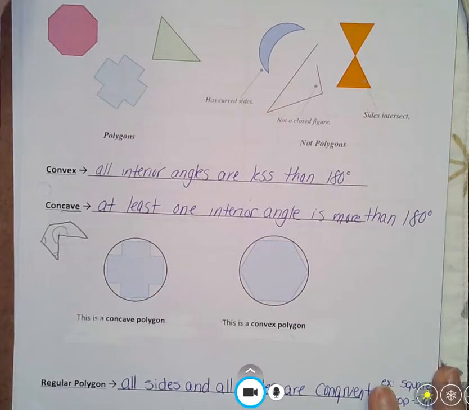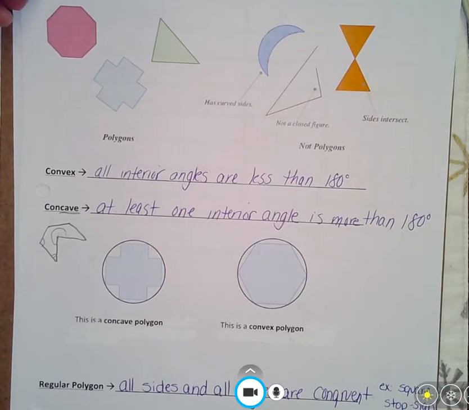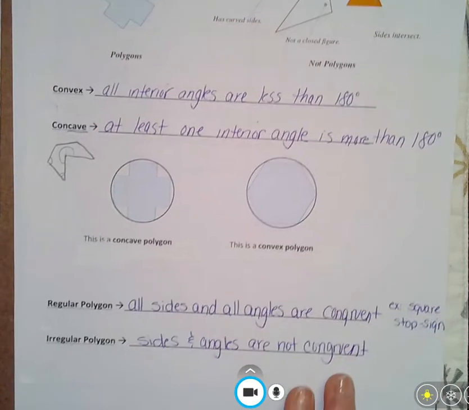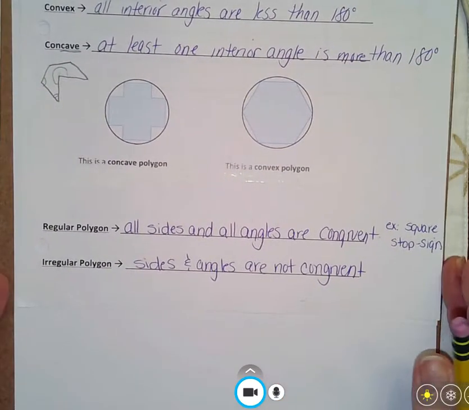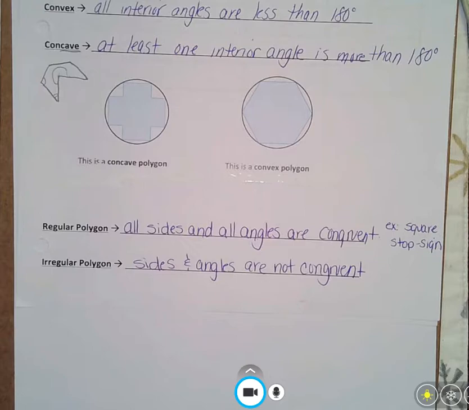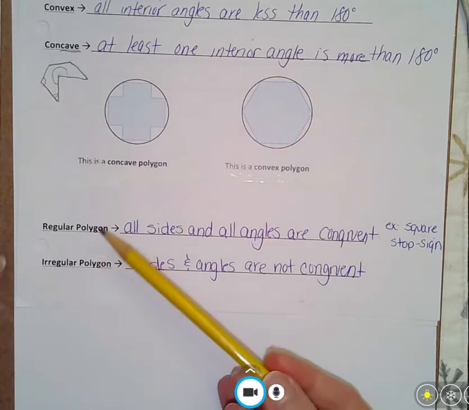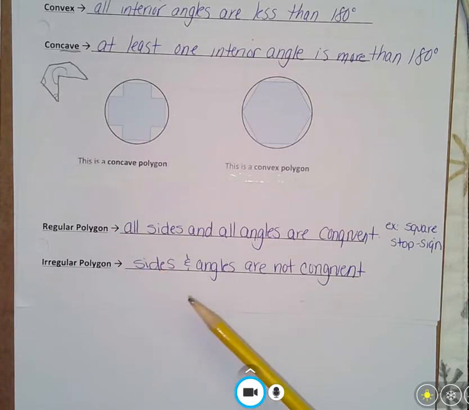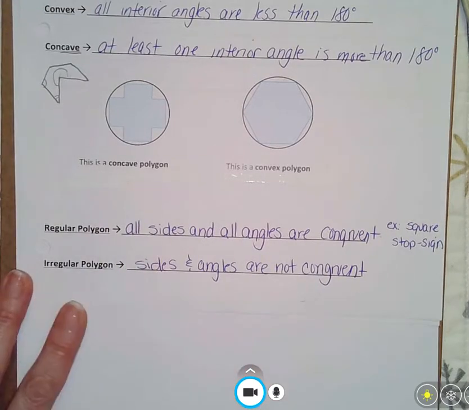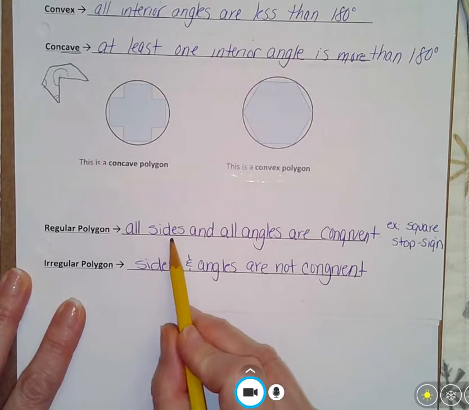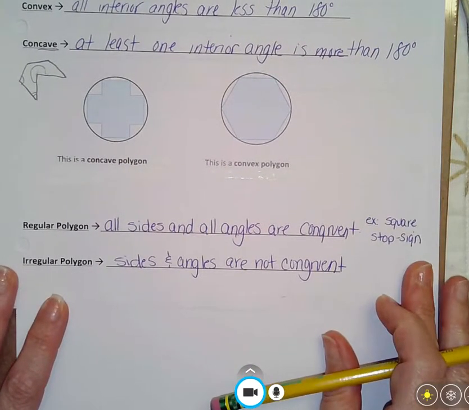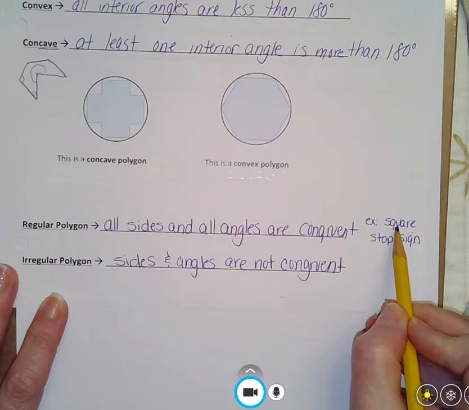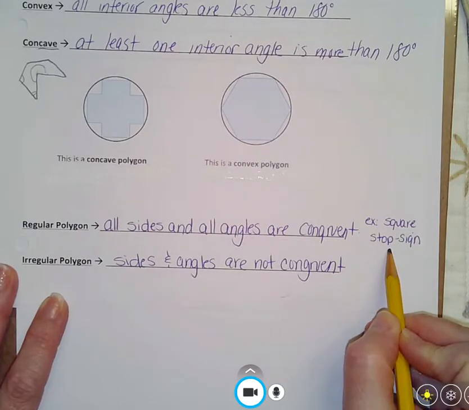Moving on. In addition to being able to describe a polygon as convex or concave, we can also say whether it is regular or irregular. And again, a polygon is either regular or it's not. If a polygon is regular, then all of the sides and all of the angles are congruent to each other. Two basic examples that we're all familiar with are the square and, of course, a stop sign. Stop sign, 8 sides and 8 congruent angles.